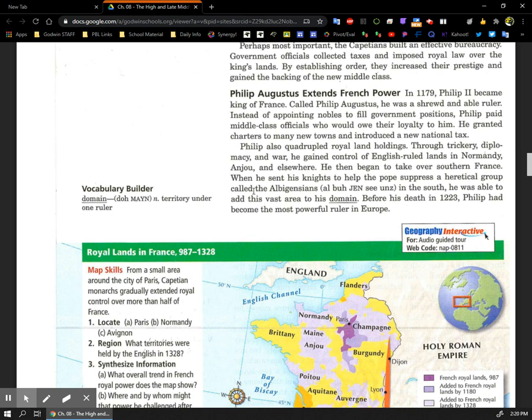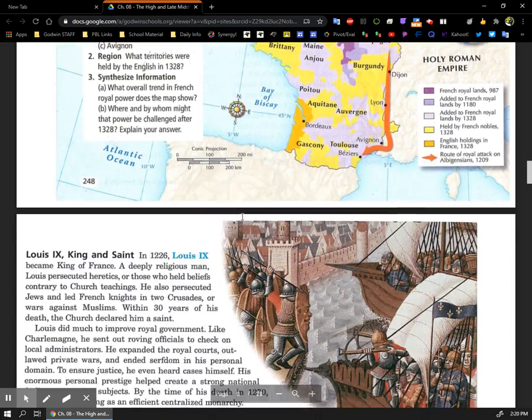Philip also quadrupled royal land holdings. Through trickery, diplomacy, and war, he gained control of English-ruled lands in Normandy, Anjou, and elsewhere. He then began to take over southern France. When he sent his knights to help the Pope suppress the heretical group called the Albigensians in the south, he was able to add this vast area to his domain. Before his death in 1223, Philip had become the most powerful ruler in Europe.